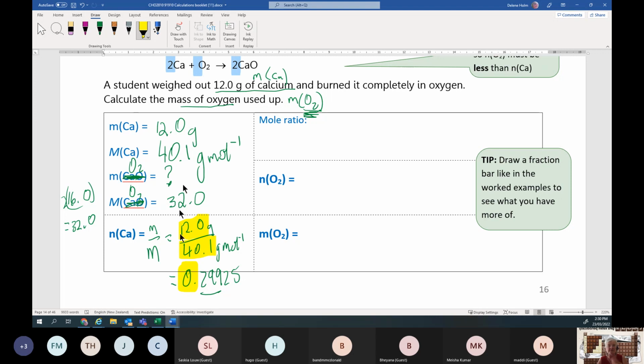Whereas if you had said 41.1 divided by 12, because you got muddled up, then the number would have been a lot bigger. Now that we've got the amount of calcium, the one we know, we need to work out the amount of oxygen. My mole ratio is 2 calcium to 1 oxygen. If calcium is 0.299, do I expect my amount of oxygen to be more than 0.299 or less? I need 2 calciums for every 1 oxygen. So is 1 less than 2?